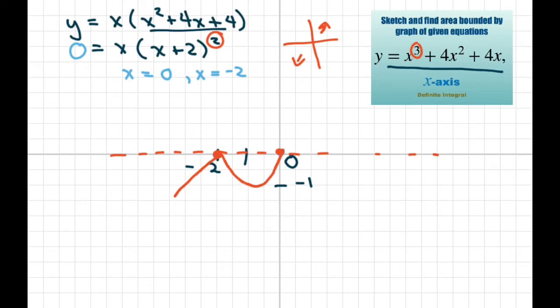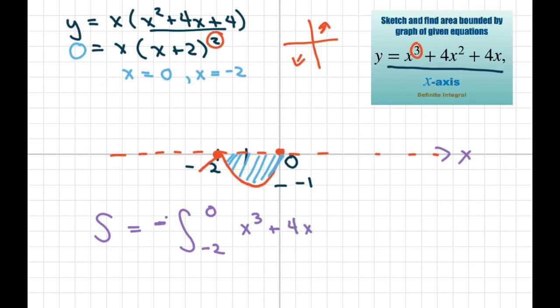So that's where the bound is going to be, the region is this area right in here. And we're not going to look at this part in here. All right, so that's the area that they want. So our integral we're going to set up as the area is going to be the integral, and since it's below the x-axis, it has to be negative. And we're going to go from left to right, negative 2 to 0 of x cubed plus 4x squared plus 4x dx.